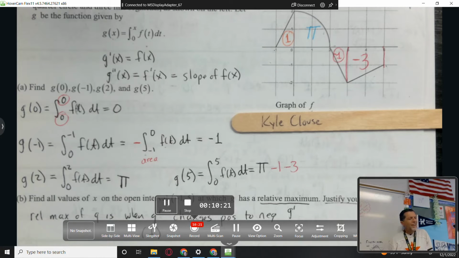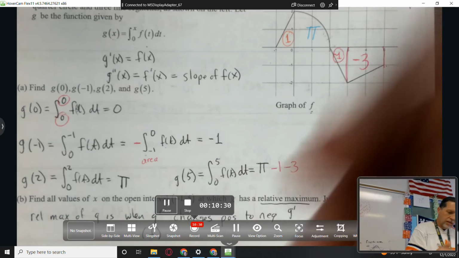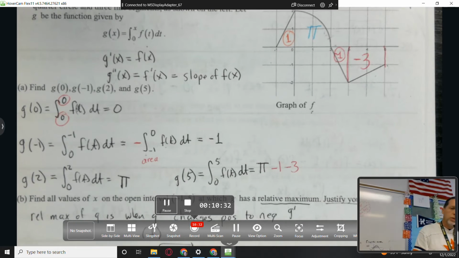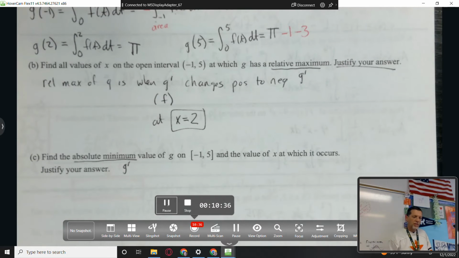It's not hard, but you got to know what to look for. It's not where f prime changes, not where the slope changes, but where f actually changes from being positive to being negative. So x equals 2 is our answer for a relative maximum, because that's where g prime changes from negative to positive, or excuse me, positive to negative.